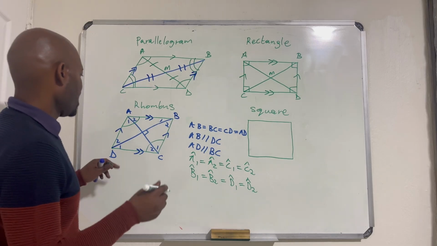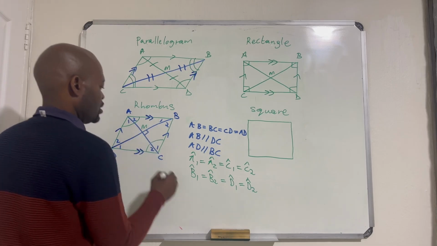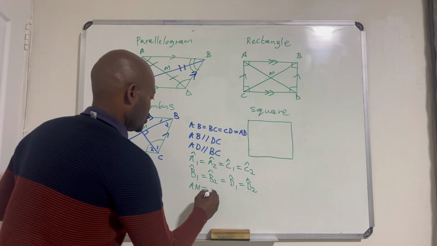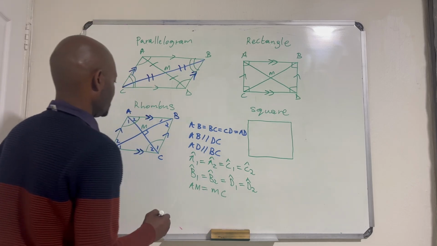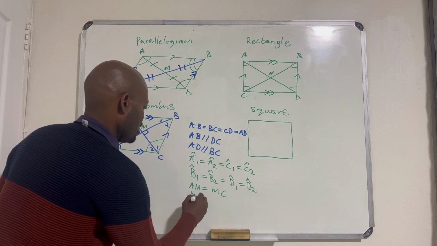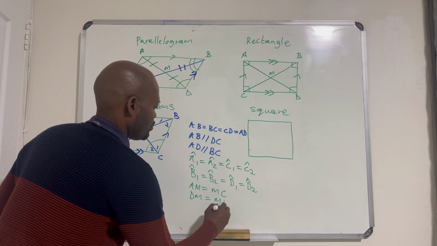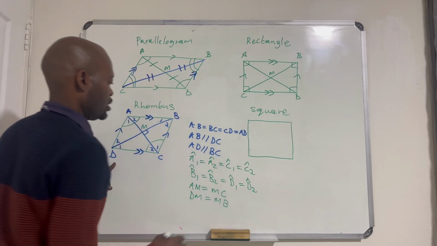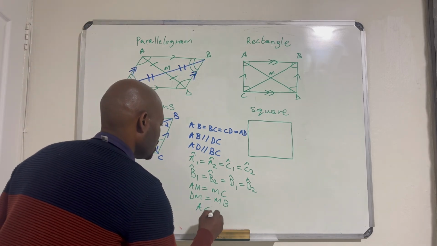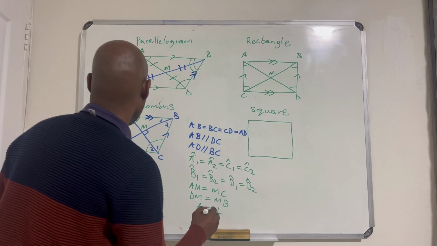Therefore, here we still have AM equals MC, and DM equals MB, and AC is perpendicular to DB.